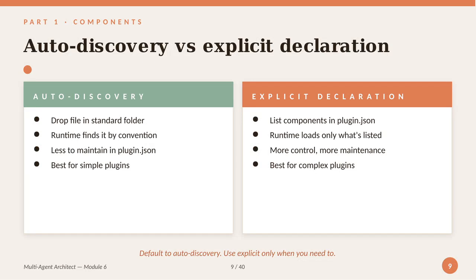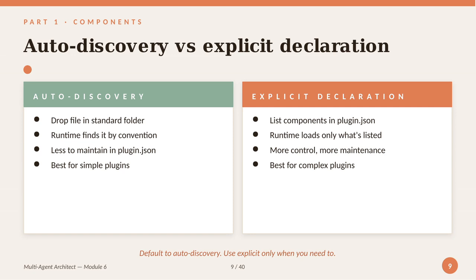How does the runtime find your plugin's components? Two options. Auto-discovery: drop a file in a standard folder, and the runtime finds it by convention. Your hooks live in hooks/, your skills in skills/, your commands in commands/. Less to maintain in the manifest, but you give up control over load order or selective loading.